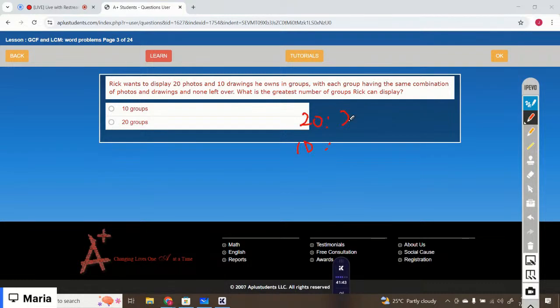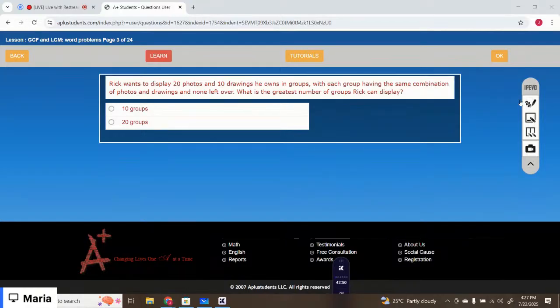Let's just write down the prime factors. So they are the common number. 2 times 5 is 10. So the GCF is 10. Option number 1 is the correct option. That is 10 groups.